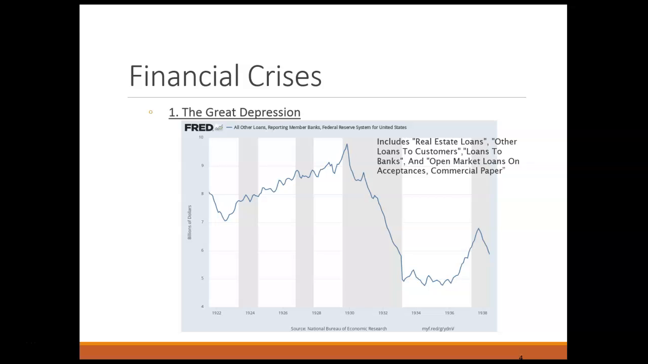Macroeconomically speaking, the Great Depression was such a big calamity because it caused a dramatic contraction in credit to pretty much anyone. This graph in front of you indicates the volume of quote-unquote other loans provided by member banks within the Federal Reserve System at the time, which means loans to customers, consumer loans, loans to banks, open market loans on commercial papers, and real estate. So this is a pretty broad definition of what loans would be.